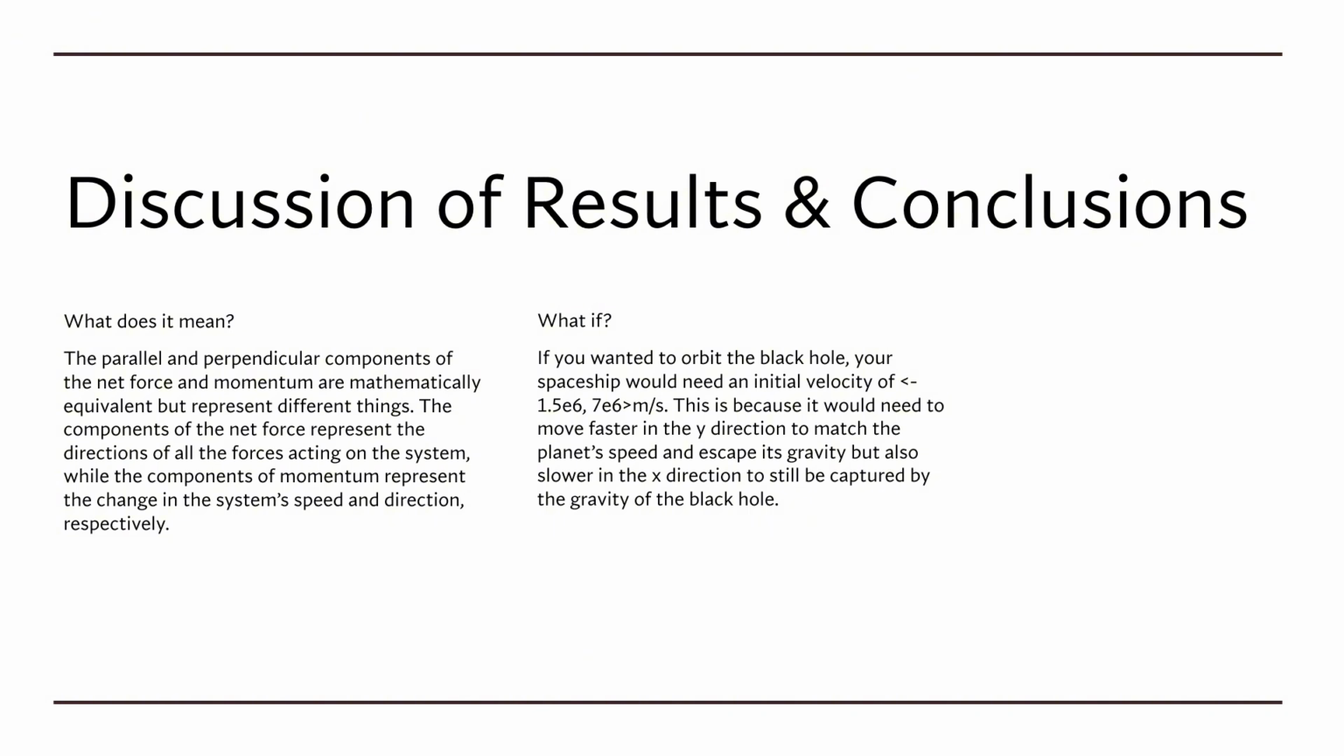So what if you wanted to orbit the black hole instead of escaping the system? Well, your spaceship would need an initial velocity of negative 1.5 times 10 to the 6 by 7 times 10 to the 6 meters per second. This is because it would need to move faster in the y direction to match the planet's speed and escape its gravity, but also slower in the x direction so it can still be captured by the gravity of the black hole.